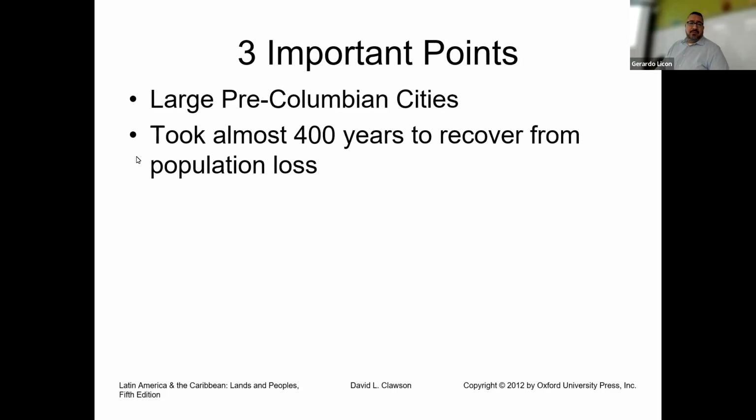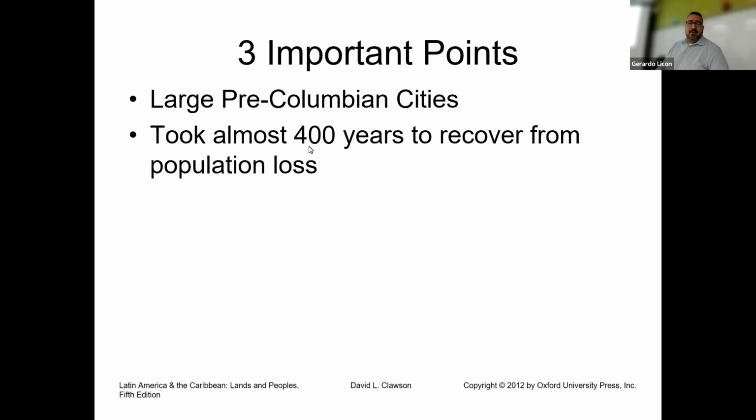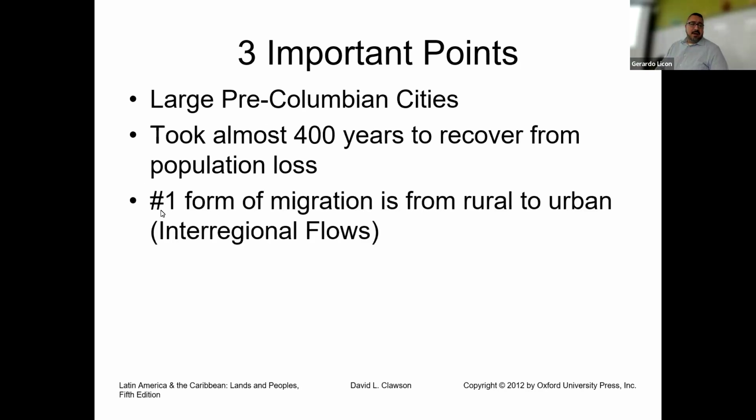With regard to population growth, it took almost 400 years. I think it's 375. Almost 400 years to recover from the population loss that resulted from contact, conquest, and colonization. And with regard to migration, the number one form of migration in Latin America is from rural to urban, also referred to as interregional flows.